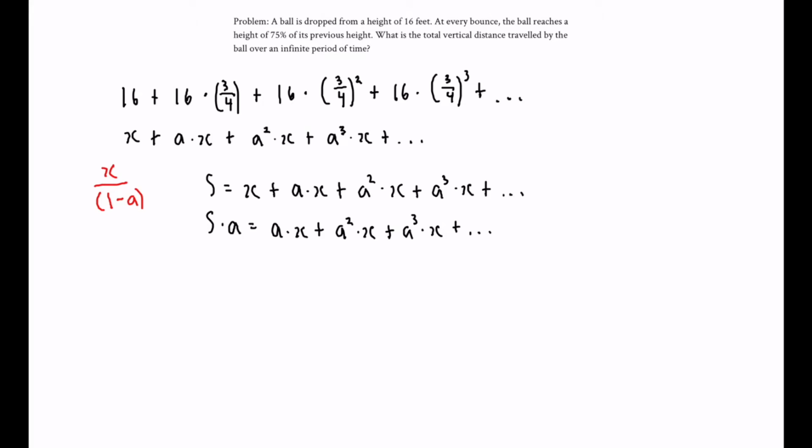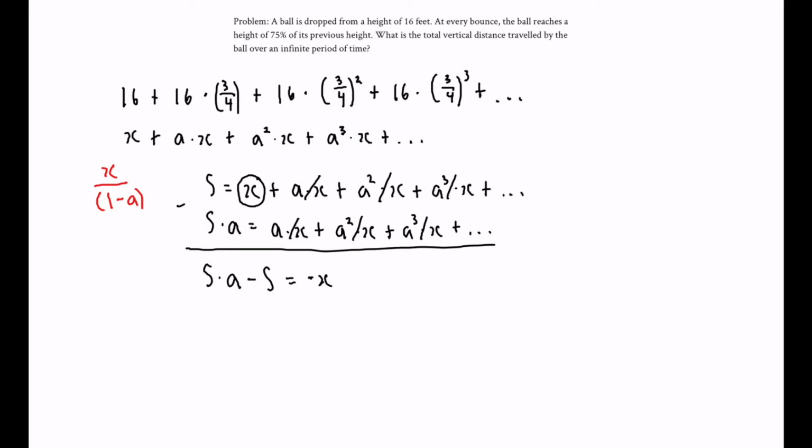Now the really interesting part of the derivation comes into picture. What if we subtract s times a by s? If you look at both the equations, this is the equivalent of crossing out every single term except for x. Our equation now becomes s times a minus s is equal to negative x, because this value stays there.